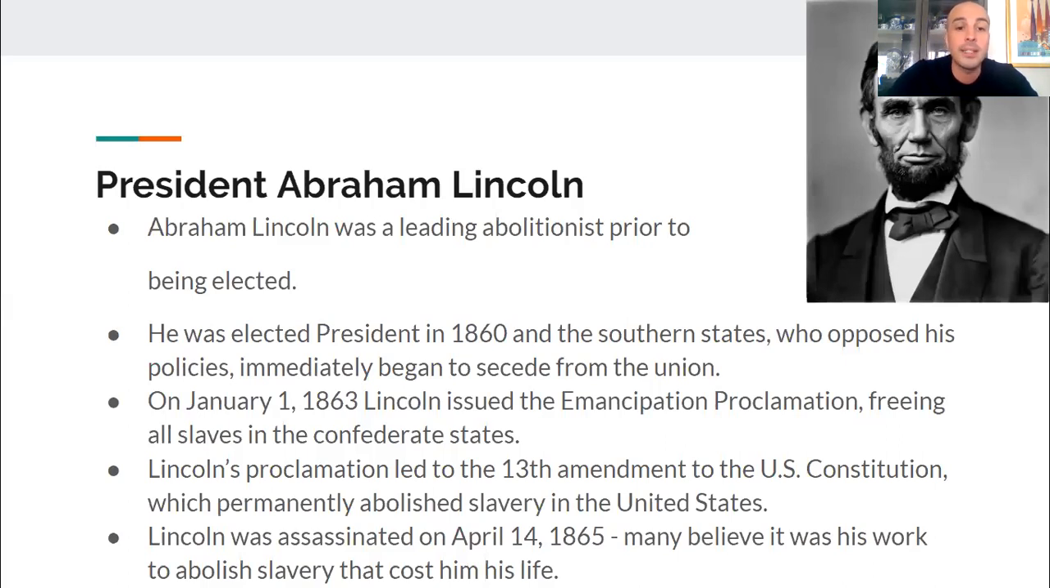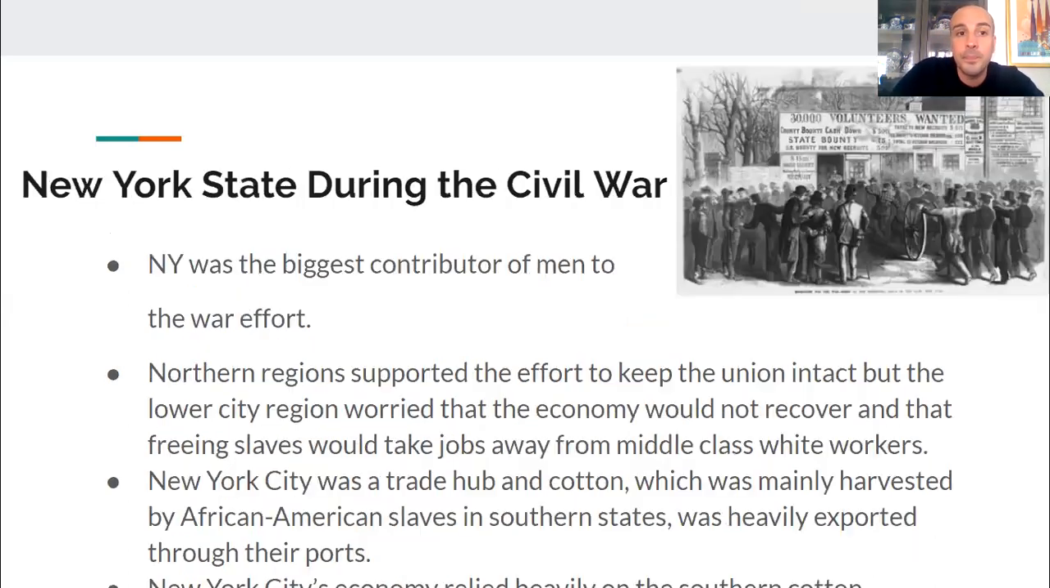Unfortunately, Lincoln was assassinated, most people know, at the Ford's Theater on April 14th, 1865, and many people believe that it was the tireless work that he did to abolish slavery that ended up costing him his life.